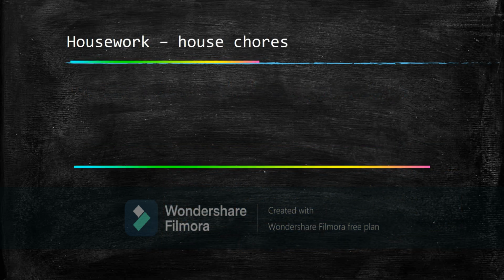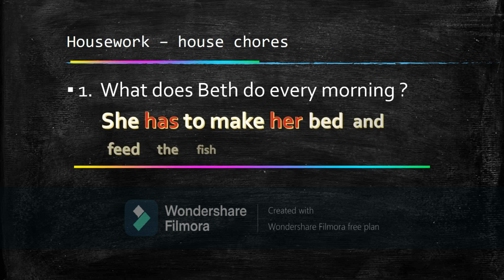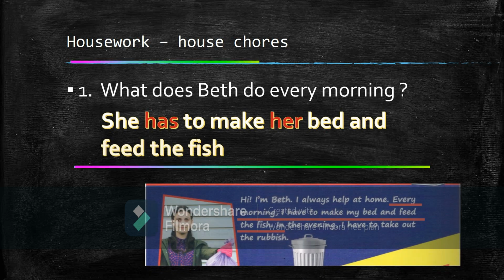Let's look at the question again. What does Beth do every morning? Yes, the answer is she has to make her bed and feed the fish. If you look at the text, we can see that every morning I have to make my bed and feed the fish. And you notice that the answer is different.